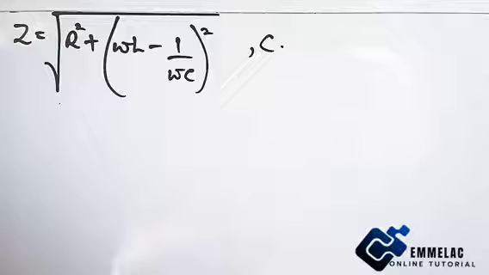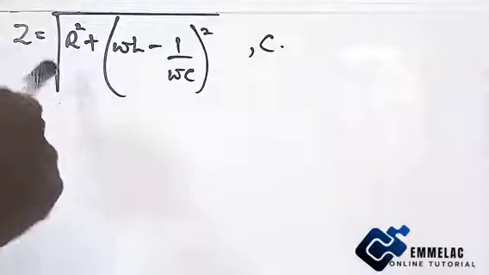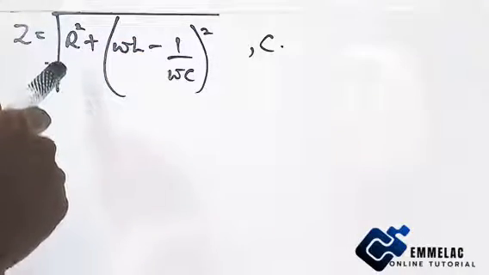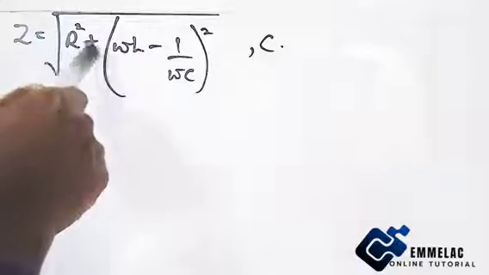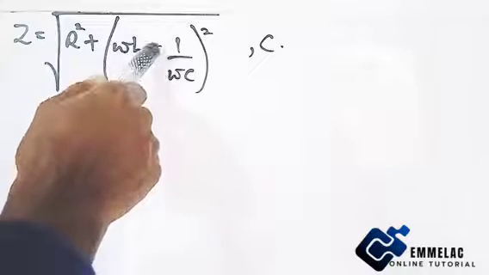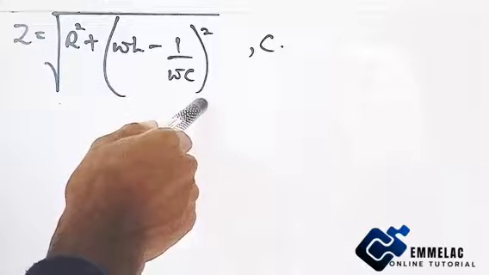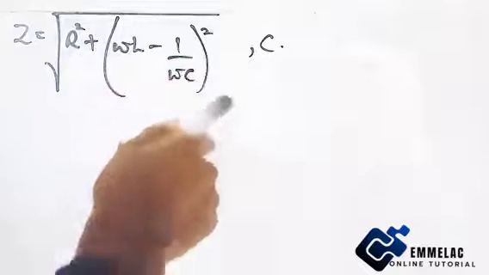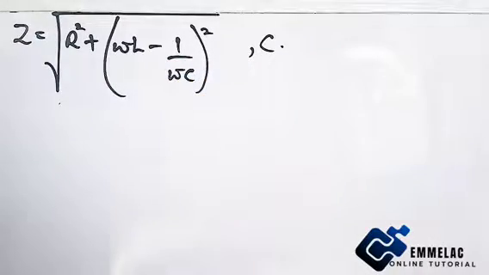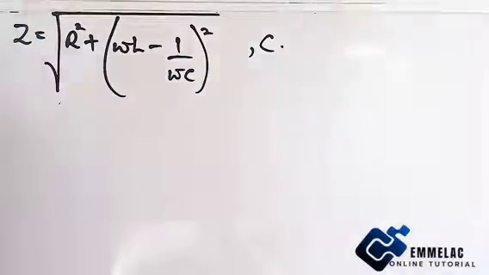In today's online class, we'll be sorting out this. Now this is a change of formula in mathematics, and from the board here we can see that Z equals the square root of R squared plus, into bracket, WL minus 1 over WC, all close bracket raised to power 2. Now we are asked to make C the subject of formula. Now, how do you go about it?